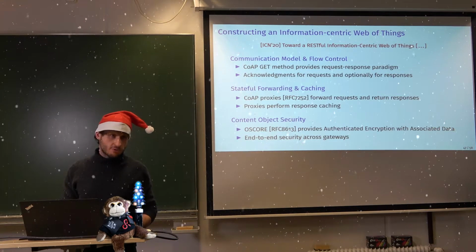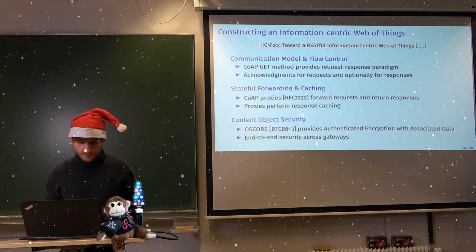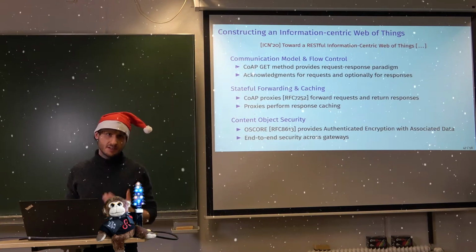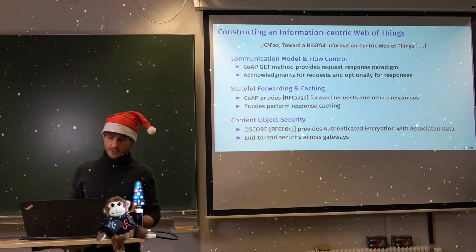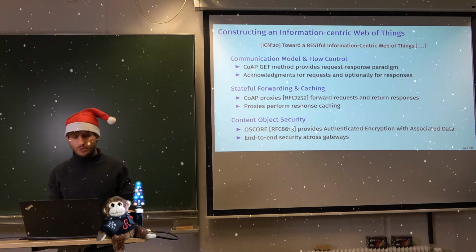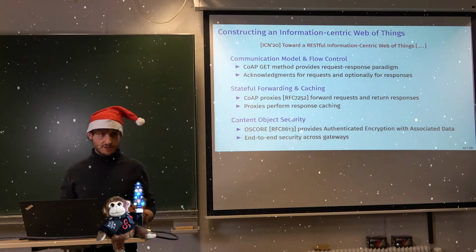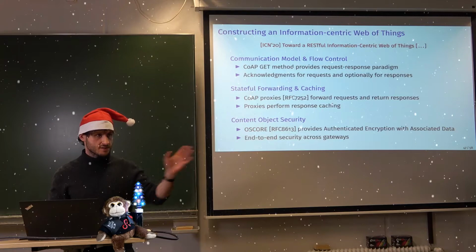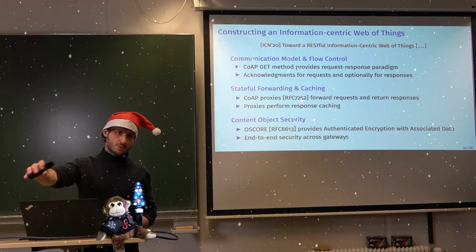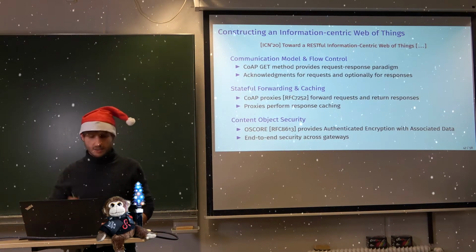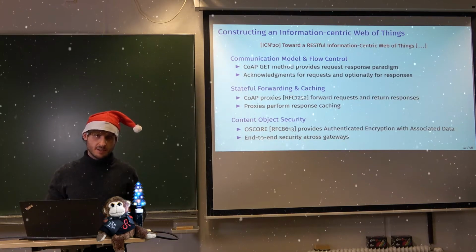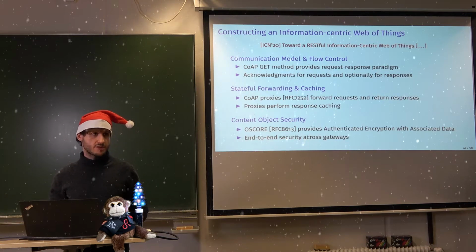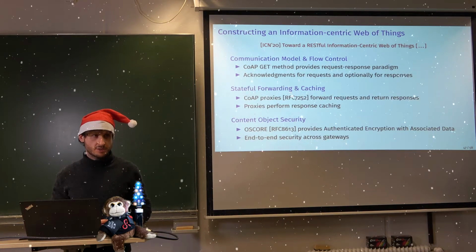If you look at the stateful forwarding and caching that NDN provides, there is a functionality called CoAP proxies in the standard RFC, and CoAP proxies actually do a kind of stateful forwarding. They receive requests, send out requests another way, and the responses go back the same path the requests came in, and that's very similar to what NDN is doing. And proxies can perform response caching, also very similar to what NDN can do.